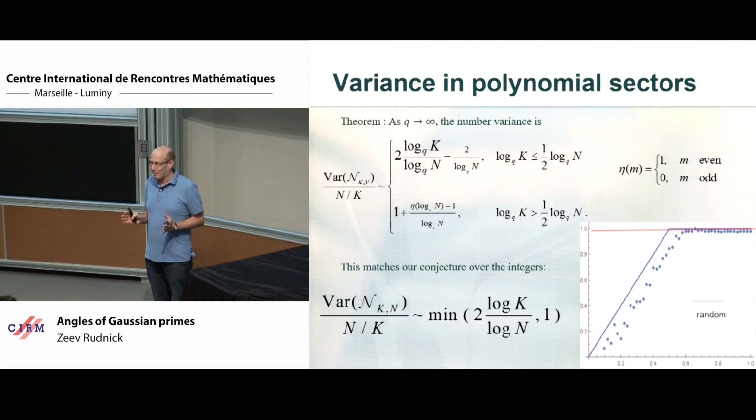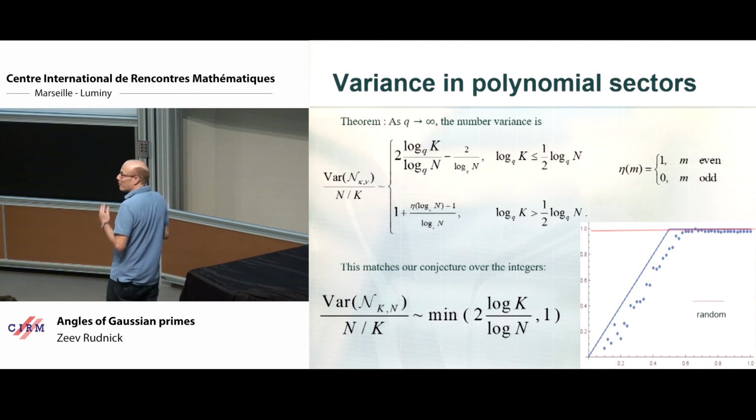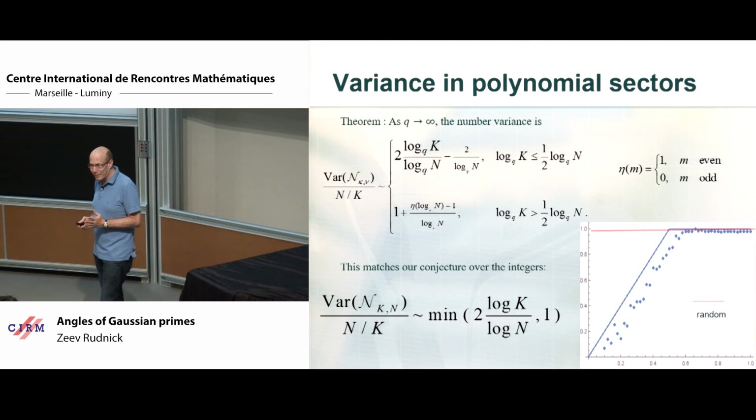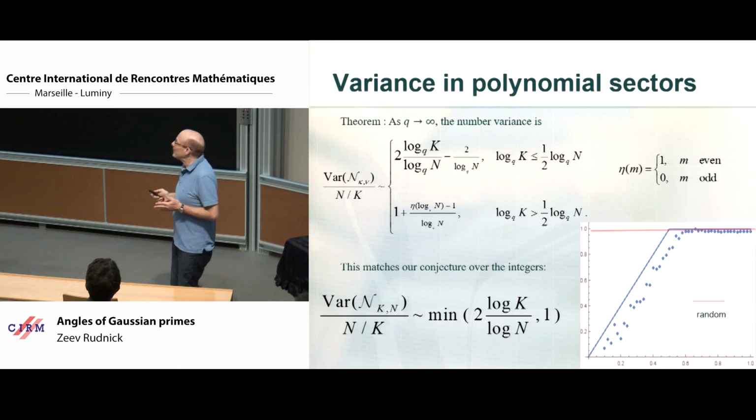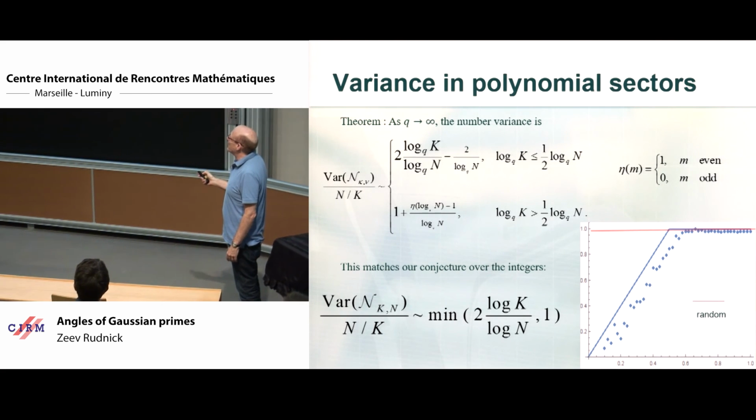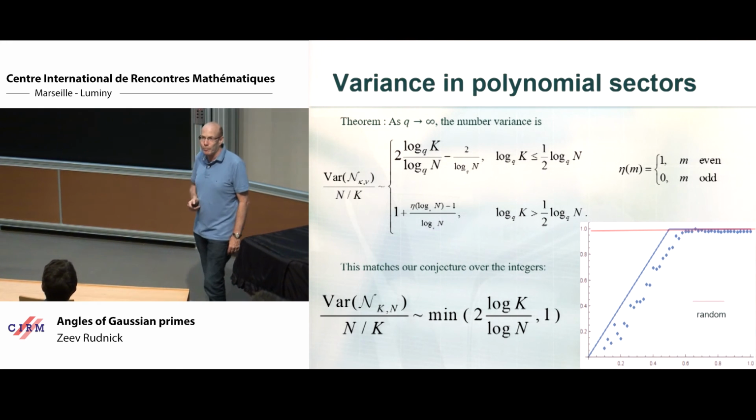The variance in this polynomial setting, and again, the details are not really important for us, can be computed. It's a theorem in the limit of large finite field, in the limit of q going to infinity. And the answer is, well, essentially 1 if you take very short arcs, if you take many bins. And it's essentially twice the ratio of log of the number of bins to the log of the number of points. There are some correction factors which I will ignore right now.